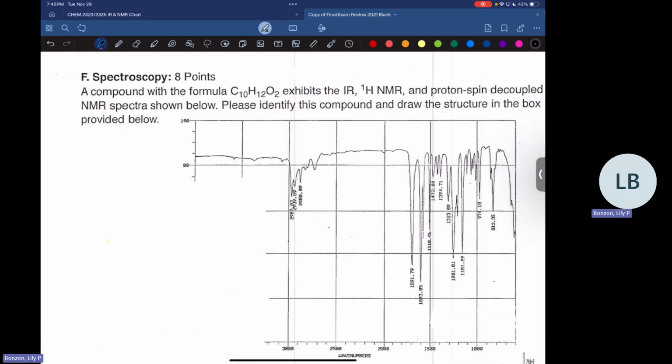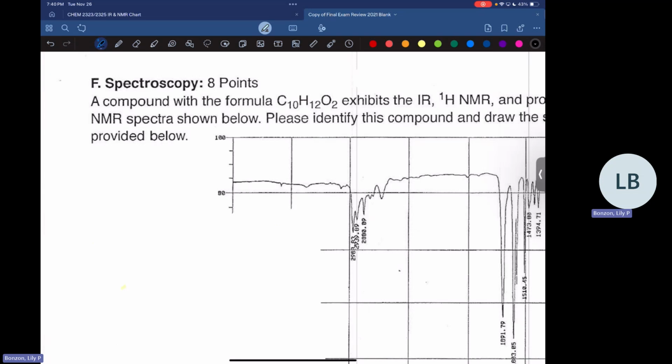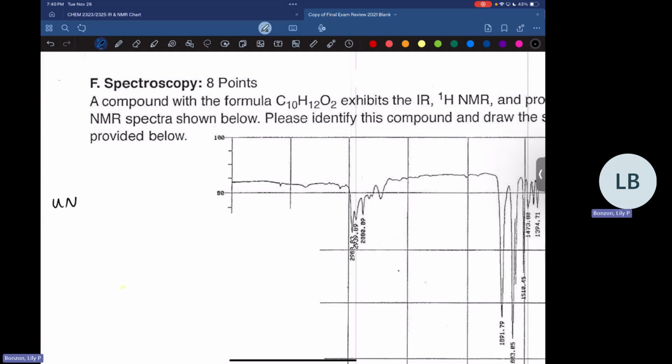The first thing that you're going to do for spectroscopy is you're going to calculate your unsaturation number, and that's going to tell you how many double bonds, triple bonds, or rings that you have in the structure. Formula is going to be 2 times carbon plus 2 minus the number of hydrogens, all over 2. In this case, we have 10 carbons: 2 times 10 plus 2 minus 12 hydrogens, all over 2. So that's going to give us 20 plus 2, which is 22, minus 12, which is 10, over 2. So we're going to have 5 unsaturations.